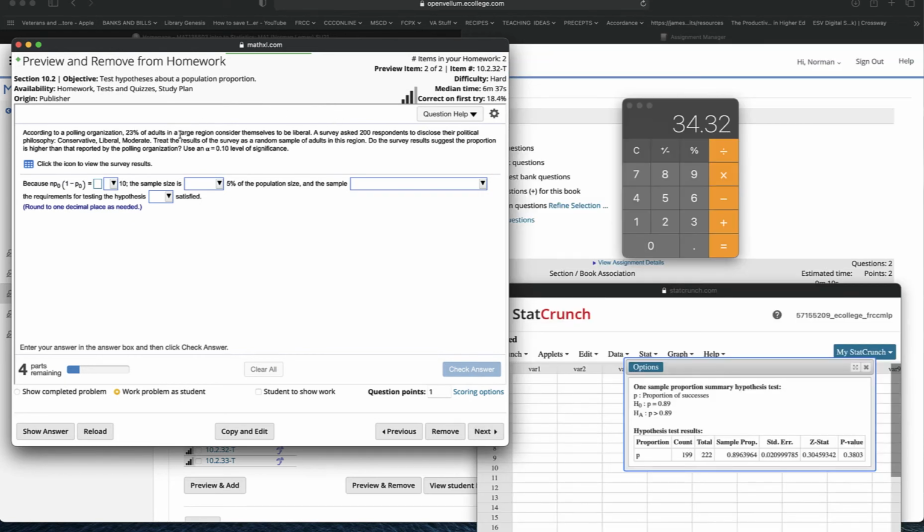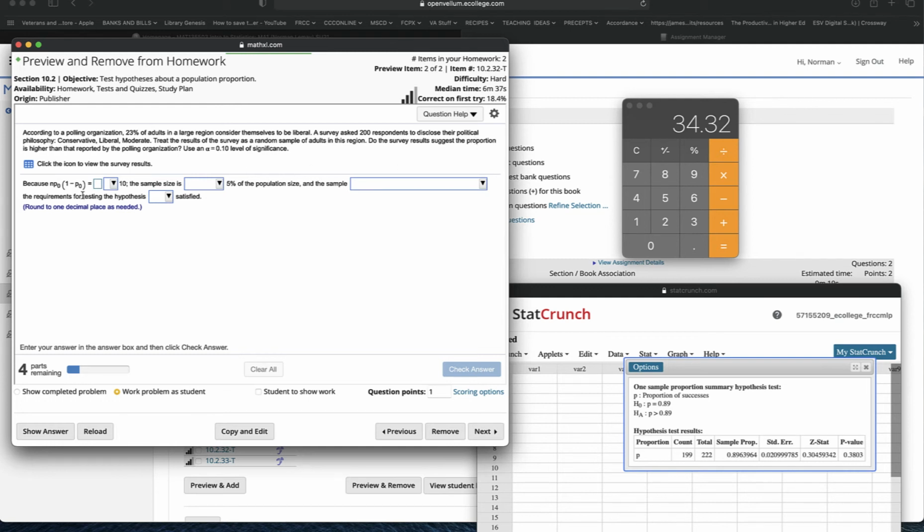All right, so let's try another one here. So we can read through that. According to a polling organization, 23% of the adults in a large region consider themselves to be liberal. A survey asked 200 respondents to disclose their political philosophy, treat the results of the survey, okay, and so on.